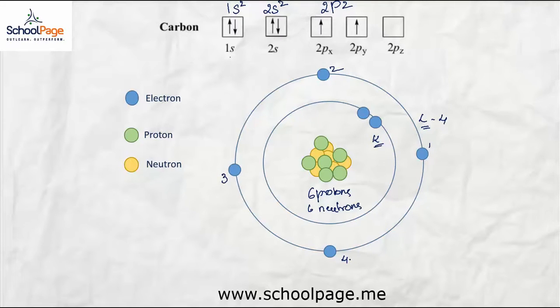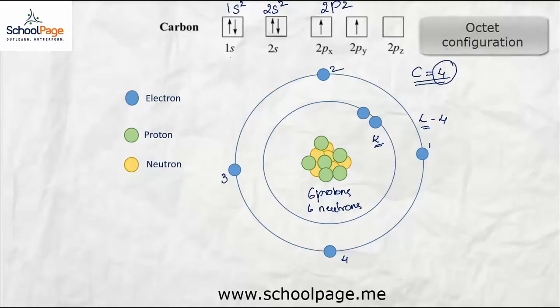Because carbon has 4 electrons in its outermost shell, that is the last shell, it is in need of 4 more electrons to complete its octet configuration. And hence, we say that carbon has a valency of 4. It means that it needs 4 more electrons to complete its octet configuration.